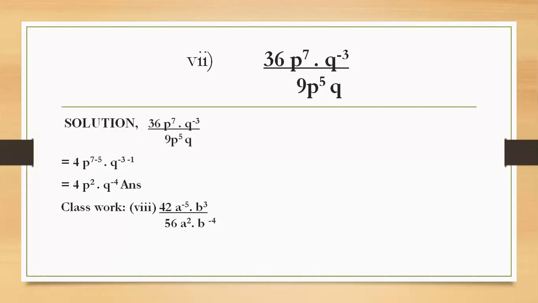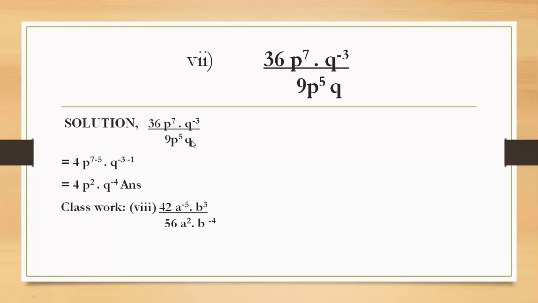Okay, children? Look here, I am telling. 9 1s are 9, 9 4s are 36. We have to divide the coefficients first. Then p to the power 7 divided by p to the power 5 means we have to subtract the powers. Power should be subtracted. 7 minus 5, then minus 3. Minus 3. When this goes up, it will be minus. Actually, you can take it down also.